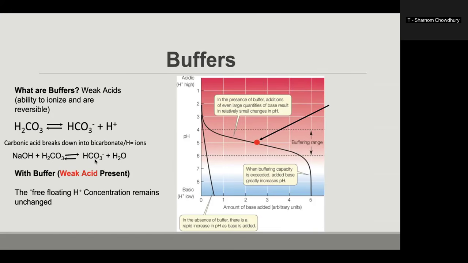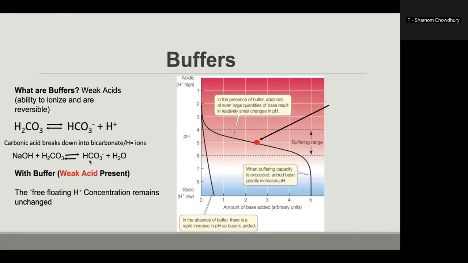So bicarbonate retains hydrogen ions. Because bicarbonate retains hydrogen ions, it makes sure there isn't a lot of free floating hydrogen ions, because if there's a lot more free floating hydrogen ions, that can change the pH significantly. However, because bicarbonate retains some of the hydrogen, it's making sure that the free floating ion concentration is relatively unchanged.